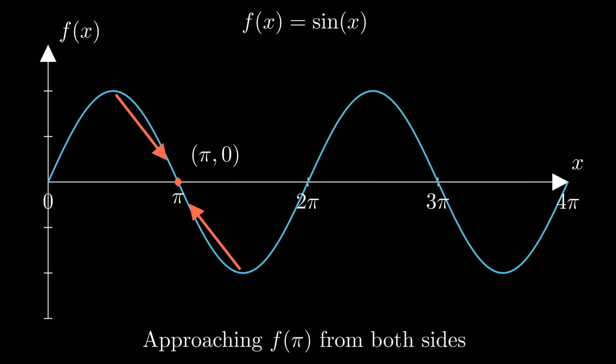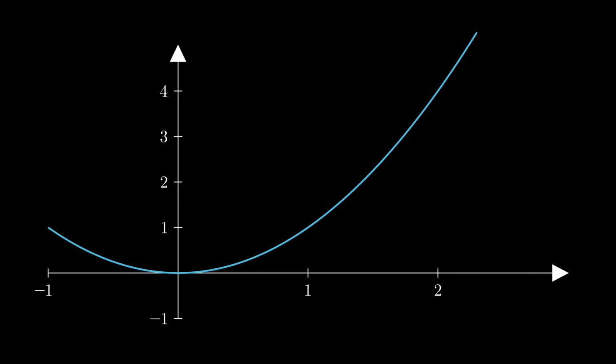An important distinction is that the value of a function at a point may not always match the limit at that point. Let's consider the function f of x equals x squared, with a hole at x equals 2. This graph shows that the limit as x approaches 2 is 4, because the function approaches 4 from both sides. However, the actual value of the function at 2 is 2, represented by this blue dot. This gap highlights that limits focus on approaching behavior rather than the value of the function itself.